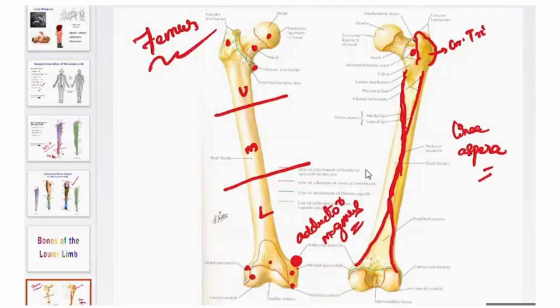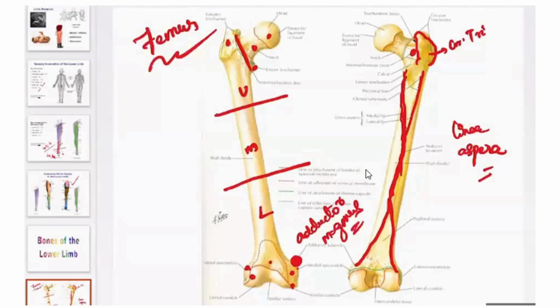Head, neck, greater trochanter, lesser trochanter, and on the posterior surface, intertrochanteric fossa. So this intertrochanteric line of the anterior surface is going posteriorly towards the shaft of the femur.